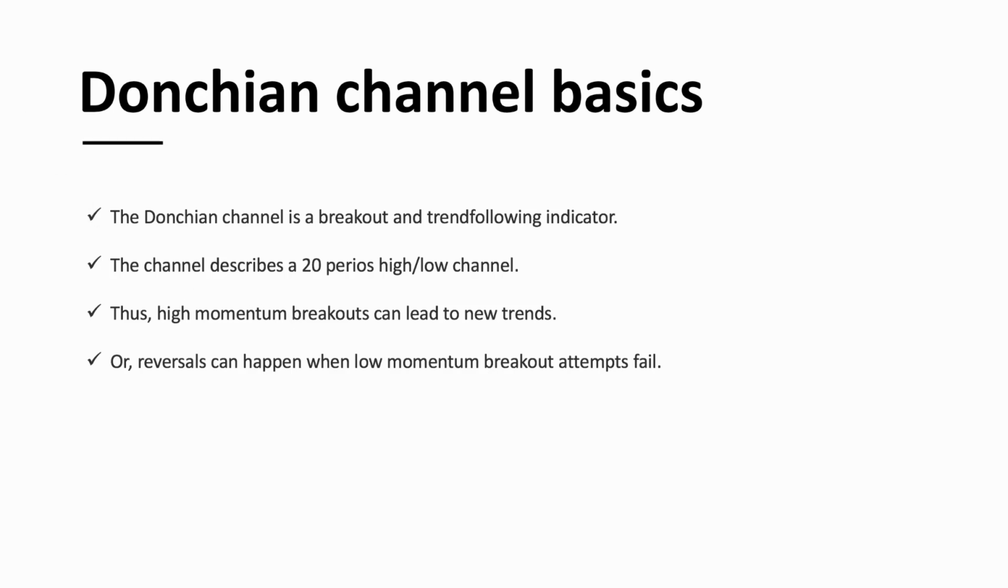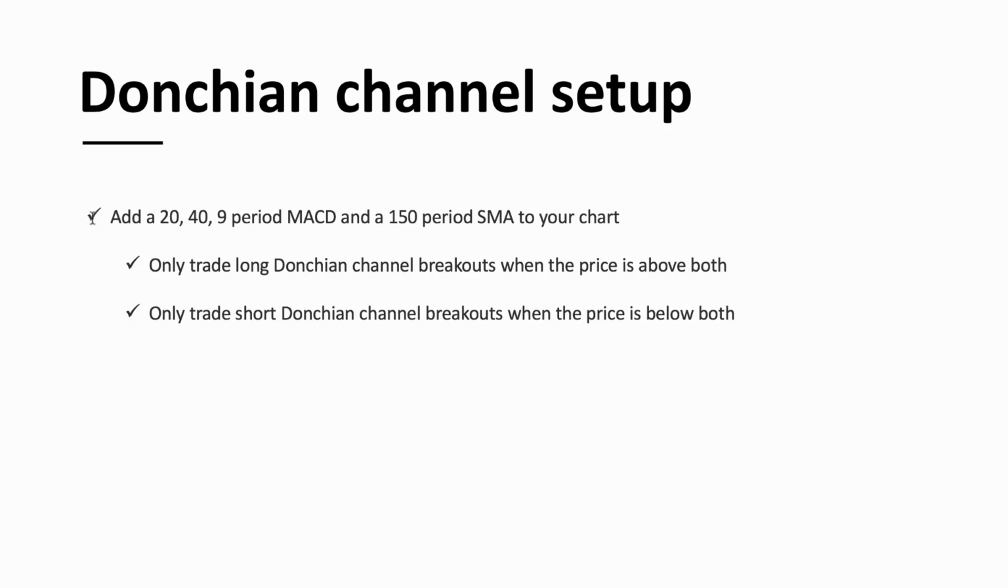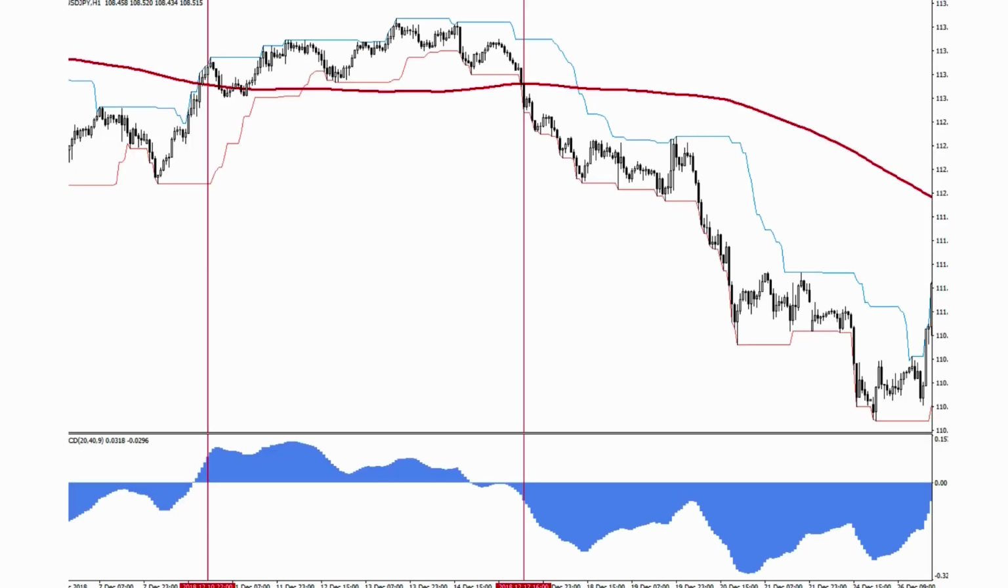Our system uses a 20, 49 period MACD and a 150 period SMA on our charts. We are usually using the moving average as a trend direction filter. So we are only trading longs when the price is above the MA, and we are only trading shorts when the price is below the MA. And the MACD acts as a further trend direction filter. So this is how it looks.